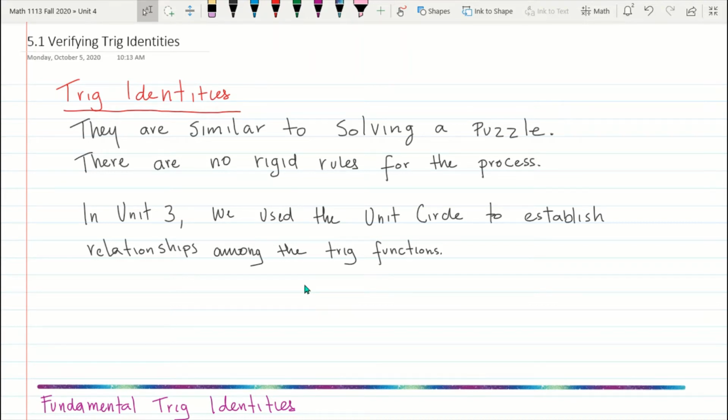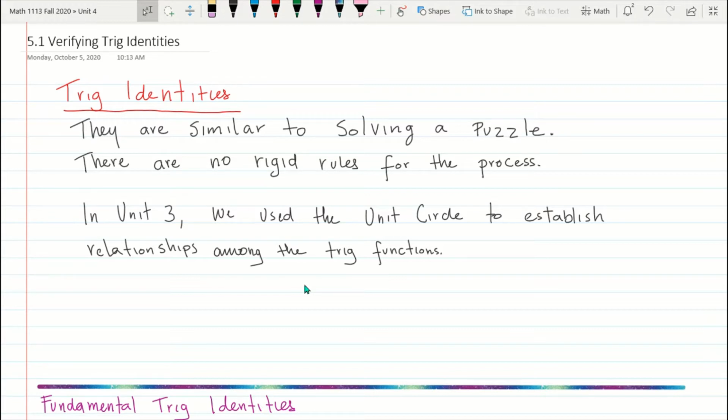Section 5.1 is about verifying trig identities. So what are trig identities? Trig identities are very similar to solving a puzzle. You're trying to verify the left hand side of the equal sign with the right hand side of the equal sign.